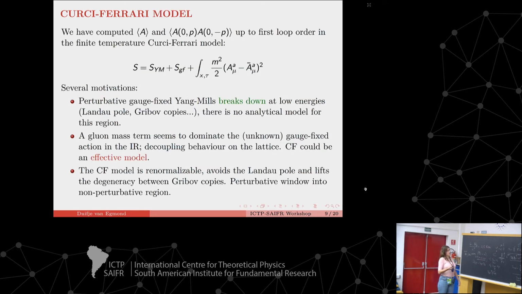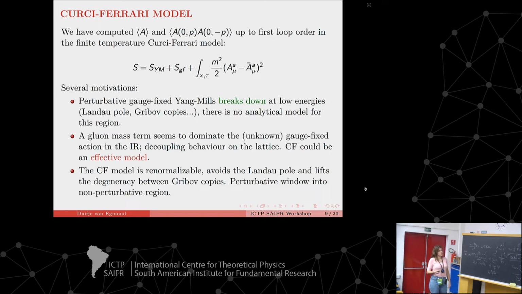Something else about our setup is that we use the Curci-Ferrari model. So we computed the one- and two-point functions here for zero frequency up to first loop order in the finite temperature Curci-Ferrari model, which is a gauge-fixed Yang-Mills theory supplemented with a phenomenological mass term for the gluon, where we also have this background field to keep the gauge invariance at this level.